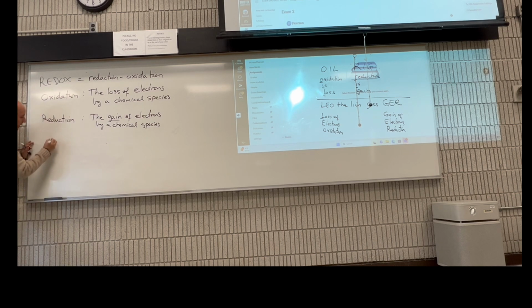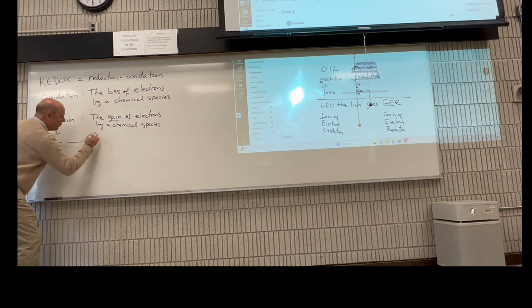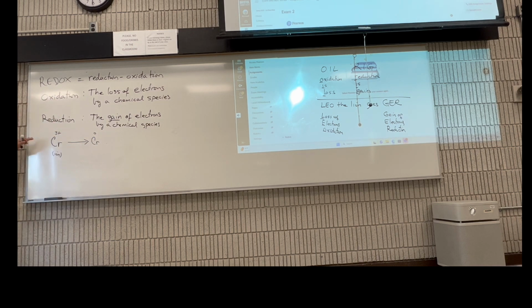So I'm going to use chromium, Cr. Chromium starts with a charge of 3+, so this is the ion. In this example of a reaction, it's going to be transformed into chromium 0, which is the one that you find in the periodic table. So this is the charge before the transformation, before the reaction, and this is the charge after.